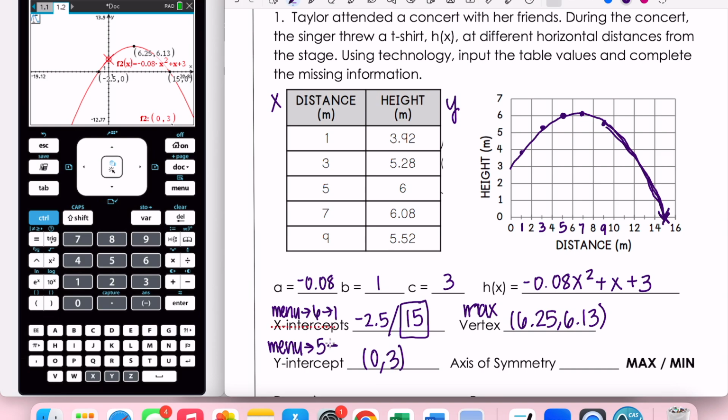Now, typically, guys, when you do press menu 5-1, it does give you the y-intercept right away. But I think because there are so many points that are already on this graph, it kind of needed a little bit more help to get to the y-intercept.